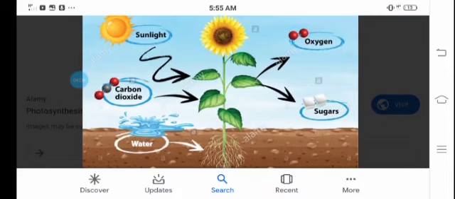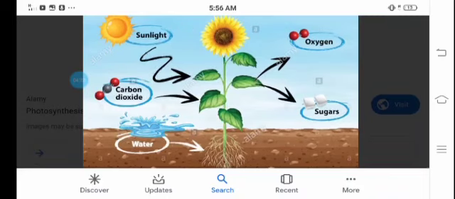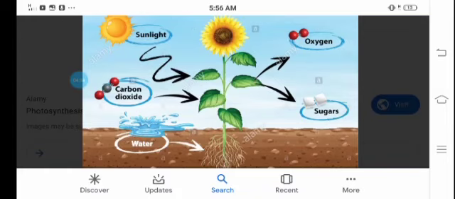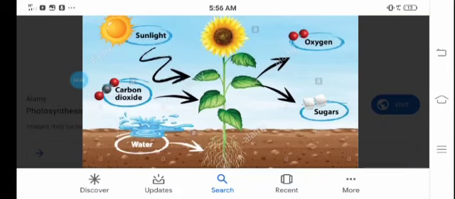The leaf containing green pigment chlorophyll will take carbon dioxide through the pores present over the leaf. Sunlight is also taken through these pores. Water is absorbed by the root and transferred to the leaf. Now, the leaf has got all the raw materials, right? Green pigment is present there, water has reached there, sunlight is absorbed, carbon dioxide is also absorbed.